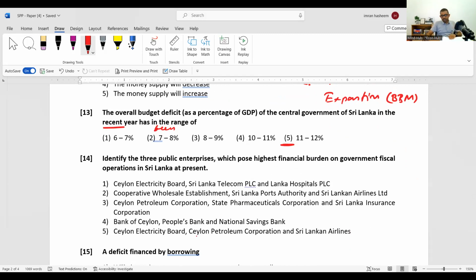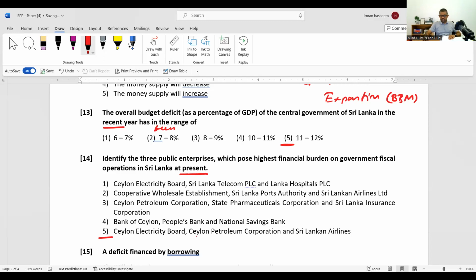Identify the 3 public enterprises which have the highest financial burden on the government's fiscal operations in Sri Lanka at present. So I want you to be as present as possible with your analysis and application here. The correct answer is number 5. Very good. You guys have been listening in class and listening to the right sources of information at least.